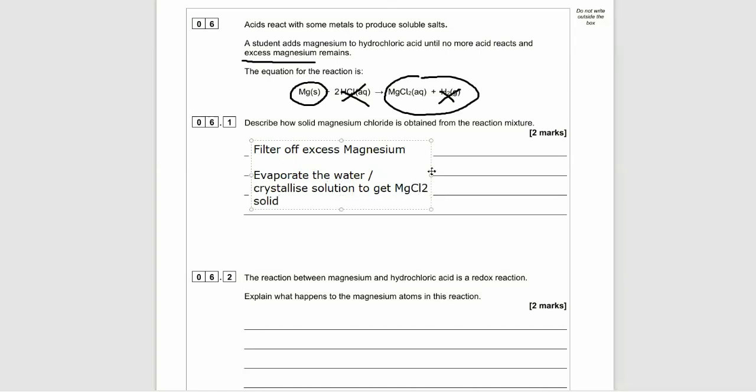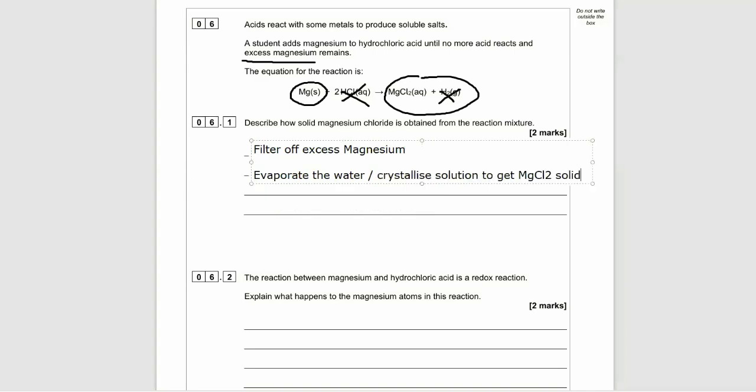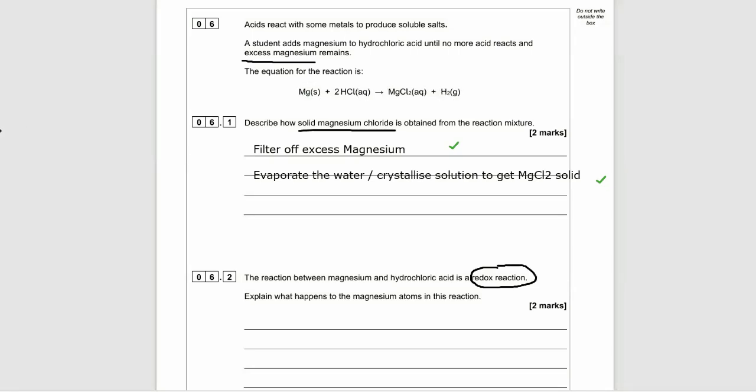Remember, when you see AQ, it means the thing before it is dissolved in H2O. So we need to evaporate the H2O or crystallize it to get the MgCl2, and that will get you the 2 marks. The reaction between magnesium and hydrochloric acid is a redox reaction. What does redox mean? Well, it's an abbreviation for reduction and oxidation.